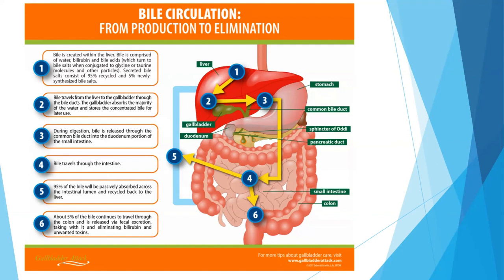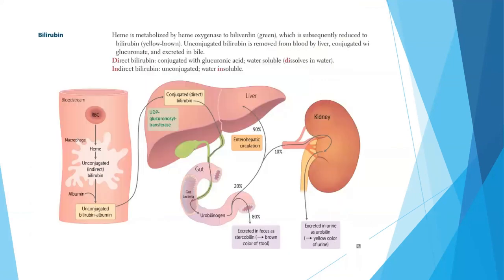And then whenever the bile is needed, the bile is released through the common bile duct into the duodenum, the portion of the small intestine. The bile travels through the intestine, and then it does its job. 95% of bile will be passively absorbed across the intestinal lumen and recycled back to the liver. About 5% of the bile will continue to travel through the colon and is released by fecal excretion, taking with it and eliminating the bilirubin and unwanted toxins.